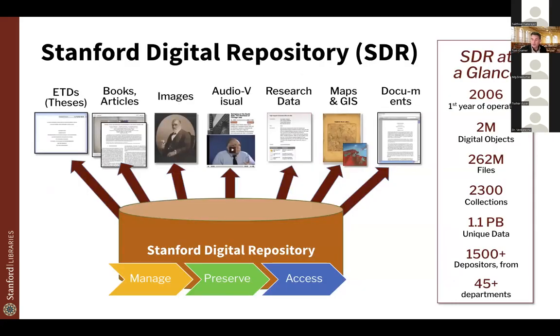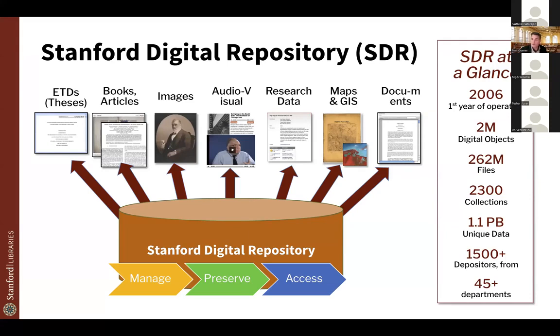And for us, one of the critical leaps that we made is that we didn't want a different digital repository for each type of content. We didn't want an institutional repository, and then a streaming media repository, and then a GIS repository. So we have developed a general purpose digital repository, which is called the Stanford Digital Repository. And its job is to manage and support all of this content through preservation, management, and access.